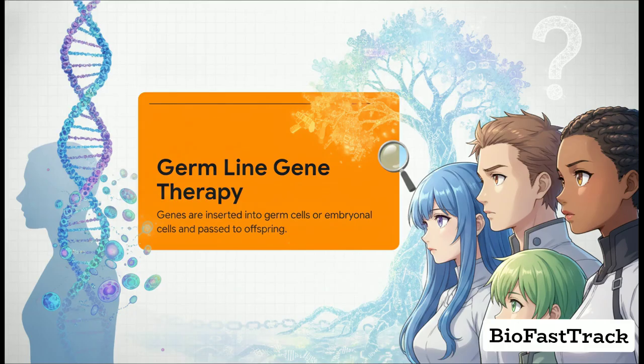Somatic gene therapy targets your regular, undifferentiated body cells, meaning any genetic fix stops with you. Germline gene therapy, however, inserts genes into embryonic or germ cells, and this means the genetic alteration is permanently passed down to future offspring. As you can probably guess, germline therapy is surrounded by intense, heated ethical controversies because it literally alters the human lineage.